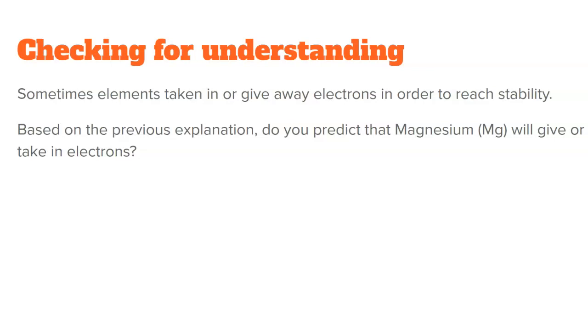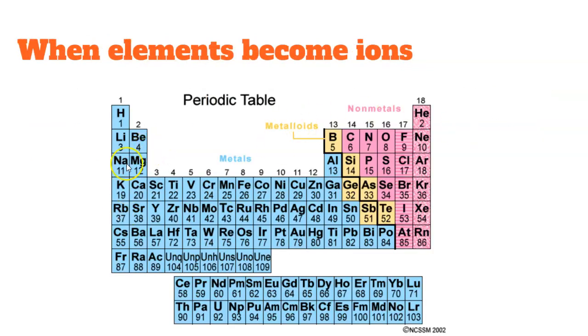It's easy. We just look at the periodic table. Magnesium is right here. Magnesium is a metal, therefore it's going to give away its electrons.